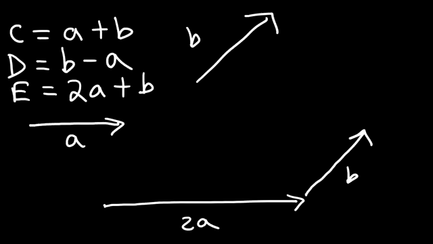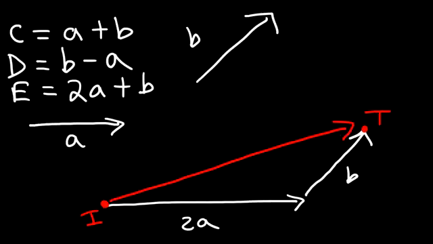Now, to draw vector e, we are going to draw it from the initial point of the first vector to the terminal point of the second vector. And so this is vector e. It's the sum of 2a and b. So now you know how to graphically add and subtract two vectors together. And you could do it with three vectors if you want to.